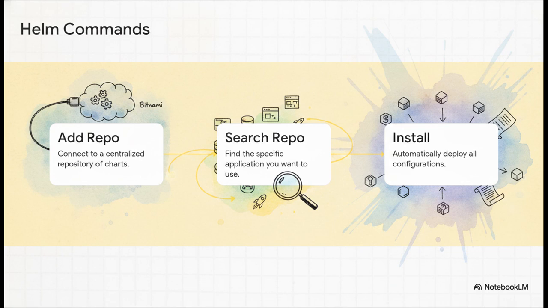What that means for you is that installing a massively complex application takes literally 3 simple commands. First, you run helm repo add to connect to a centralized repository of charts. Next, you use helm search repo to find whatever app you're looking for. And finally, the magic words, helm install. Seriously, with just that one line, Helm automatically deploys all the necessary pods, services, and configs straight into your cluster in a matter of seconds.